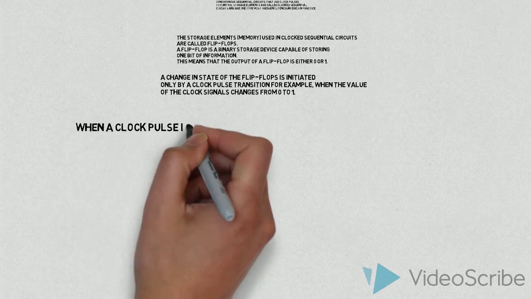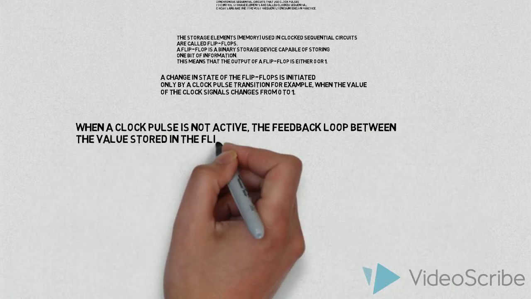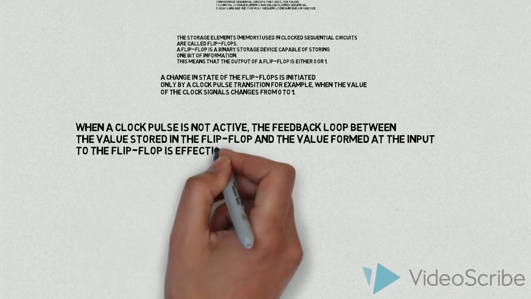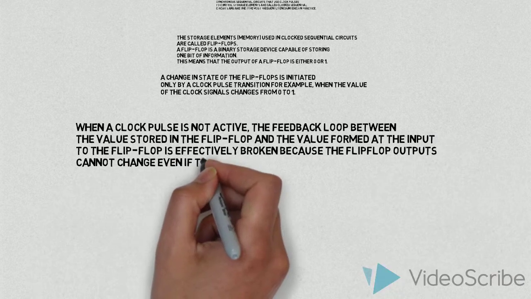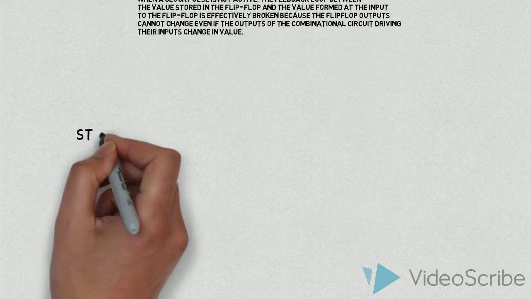When a clock pulse is not active, the feedback loop between the value stored in the flip-flop and the value from the input to the flip-flop is effectively broken, because the flip-flop outputs cannot change even if the outputs of the combinational circuits driving their inputs change in value. This is why the asynchronous circuits are sort of a problem to the designer.